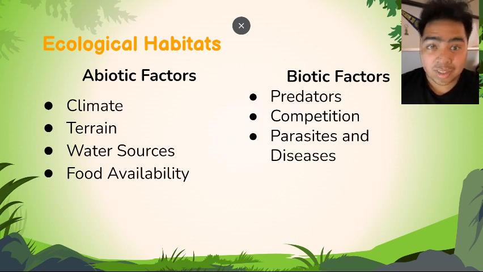Parasites and diseases. Rats can carry various parasites and diseases, including fleas, ticks, lice, and pathogens such as bacteria responsible for leptospirosis. The presence of these parasites and diseases can impact the health and survival of rats and other organisms within their habitat.